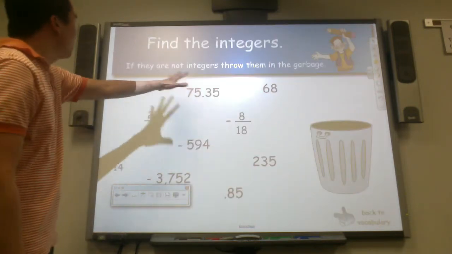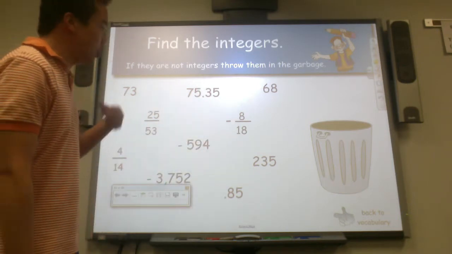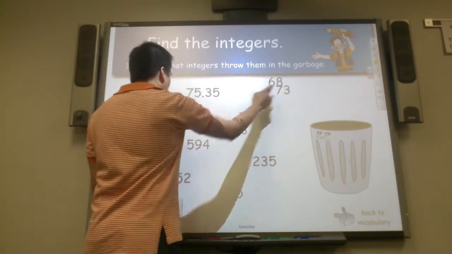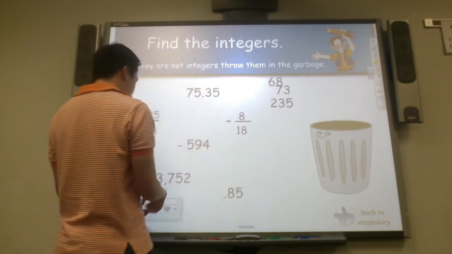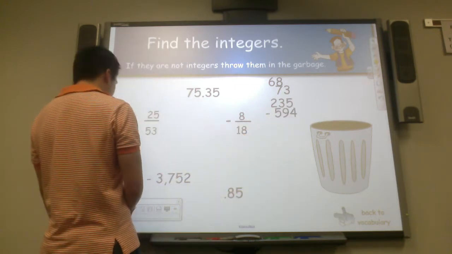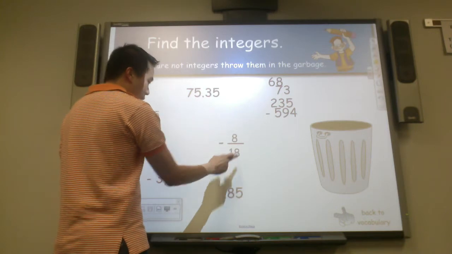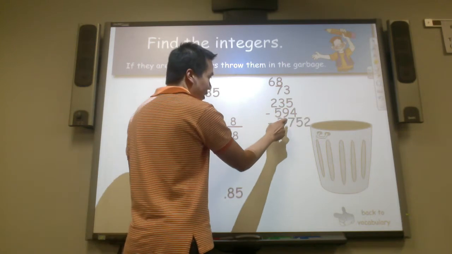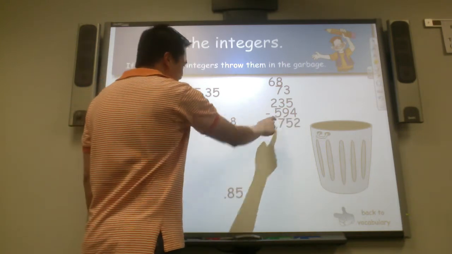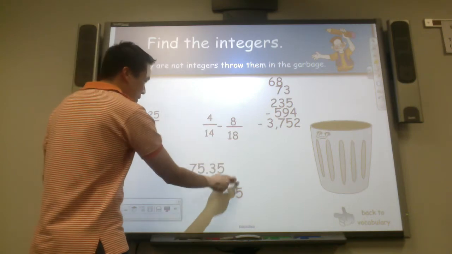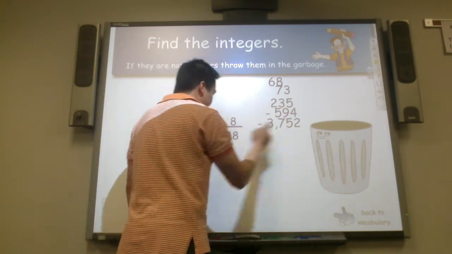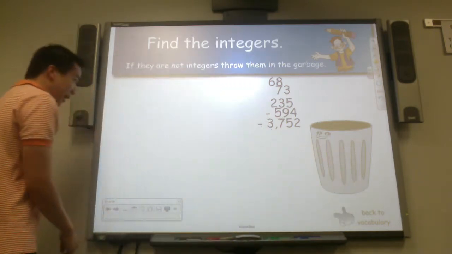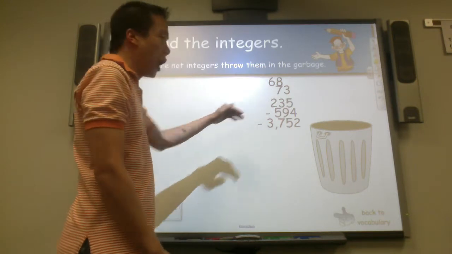So which of these are not integers? Well, let's see. I know integers are whole numbers, whole number, whole number, whole number, and its opposite, opposite. So that leaves the rest. These are fractions. This is a whole number and its opposite, so that's an integer. And these are decimals, so these will go into the trash can. All these will go into the trash can, fractions and decimals. Again, integers, whole numbers, and their opposites.